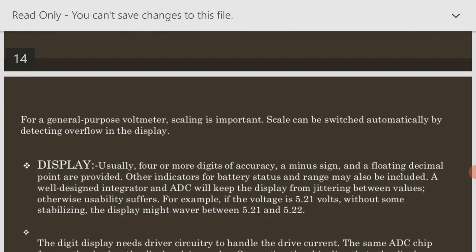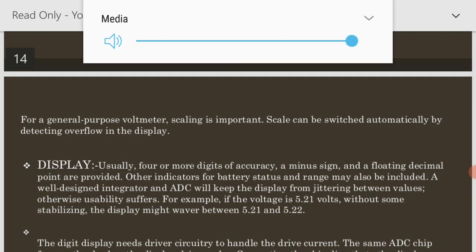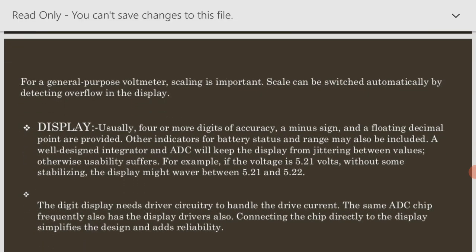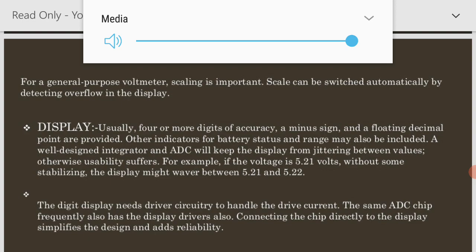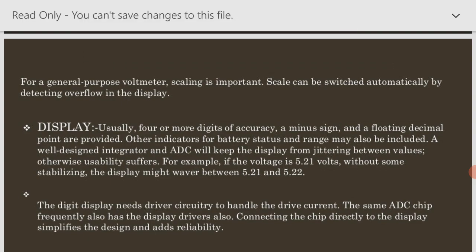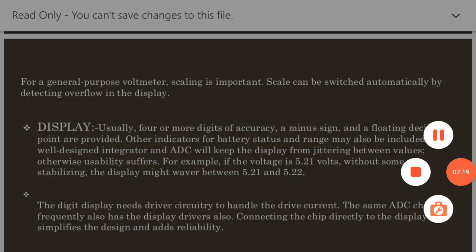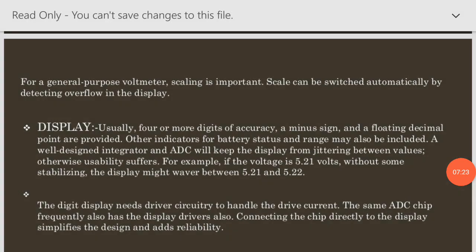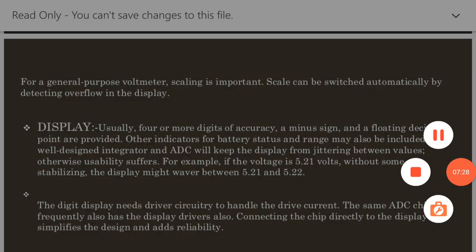For a general purpose voltmeter, scaling is important. Scale can be switched automatically by detecting overflow in the display. Usually 4 or more digits of accuracy, a minus sign and a floating decimal point are provided. Other indicators for battery status and ranges may also be included. A well-designed integrator and ADC will keep the display from flickering between values, otherwise usability suffers.